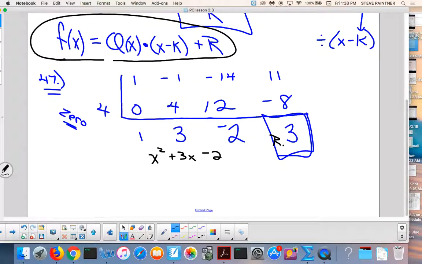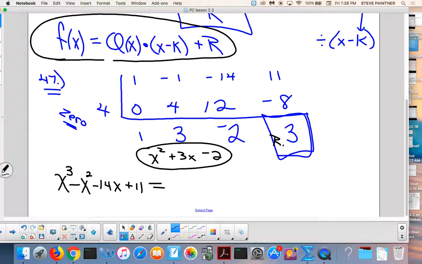So actually they're telling you, whatever you were divided into, which is this, right? So I could say this must be x squared. The function I started with was x to the third minus 14x plus 11, which should equal the answer times the divisor plus the remainder. So what's the answer? Yeah, that's the answer, right?